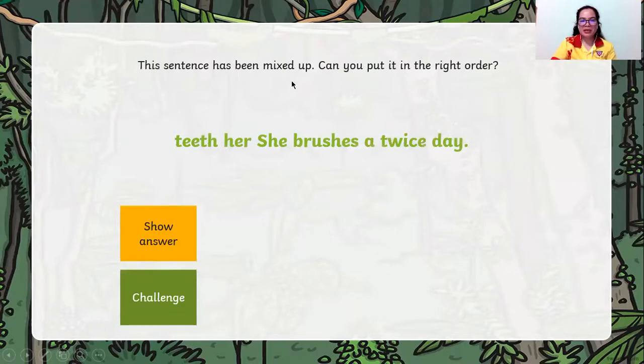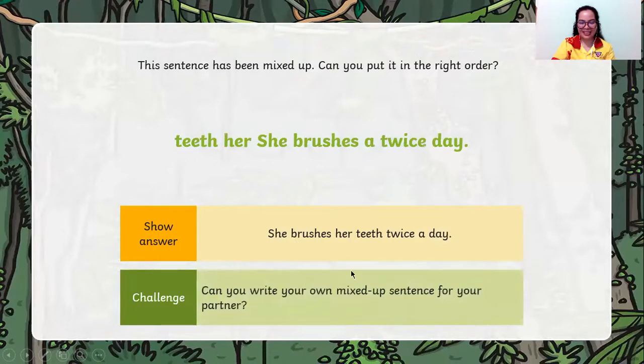The sentence has been mixed up. Can you put it in the right order? So, teeth, her, she brushes twice a day. So we are going to order these sentences. So, what is your answer? Okay. So, she brushes her teeth twice a day. Okay, very good. Next.